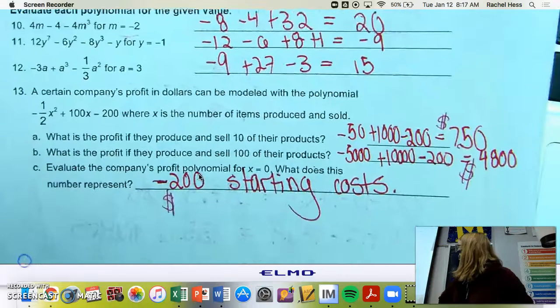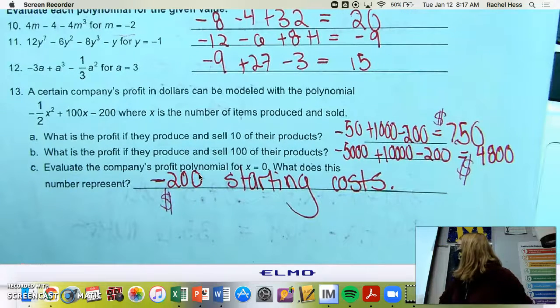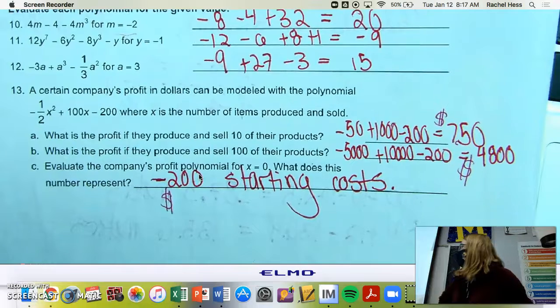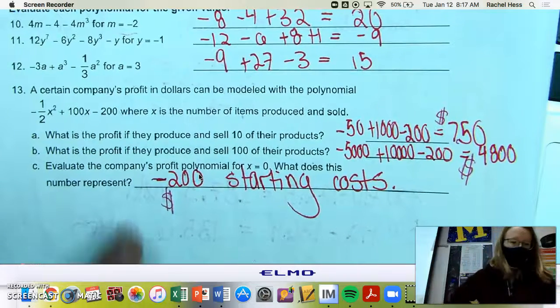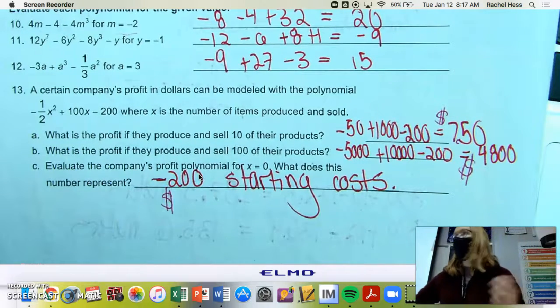So like I said, number 13, you're just plugging in stuff. And then it says evaluate for when x is equal to 0. It means that they spent $200 to start up their company.